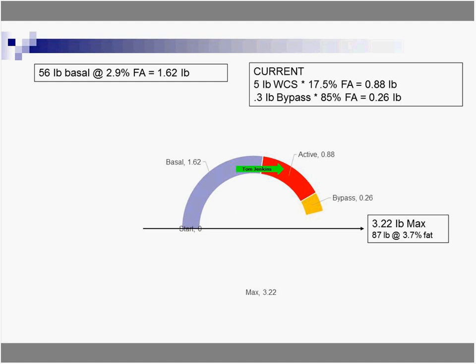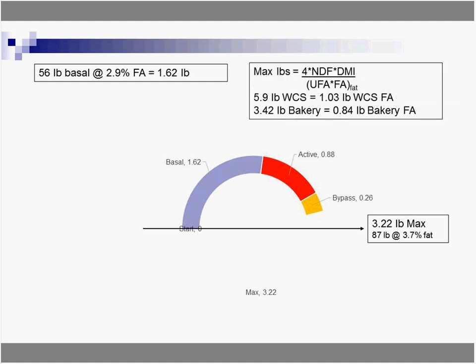So how do I determine that? 4 times NDF times dry matter intake. I won't go into details of this. I just show you very, very quickly. So I plug the numbers into that equation. It comes up with 5.9 pounds of whole cottonseed as the max I should feed. If I fed only bakery waste, no cottonseed, the maximum feed is 3.42 pounds. But he wants to feed 5 pounds of whole cottonseed. I have to leave that in there, so I have to take that into account.